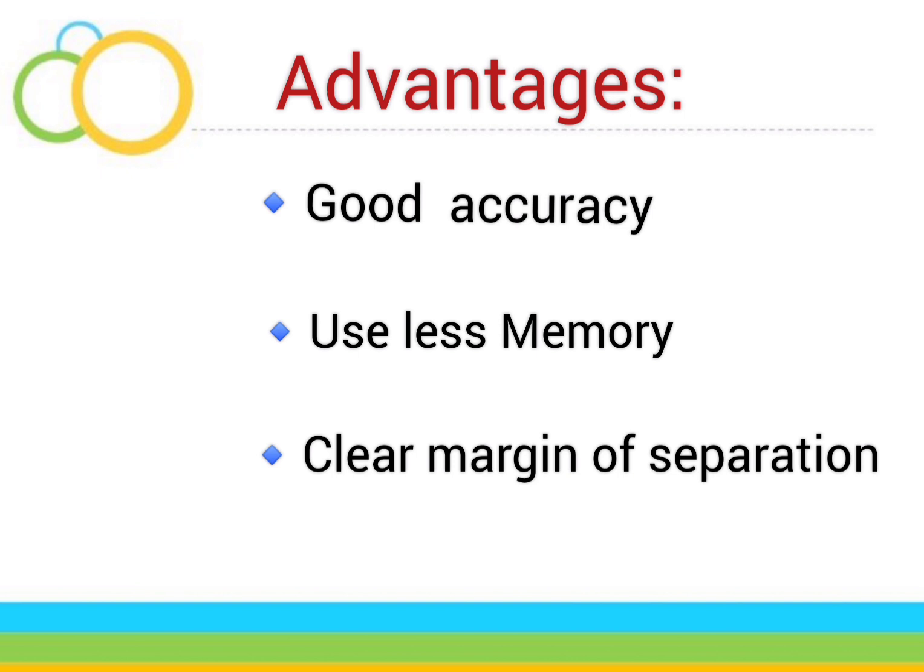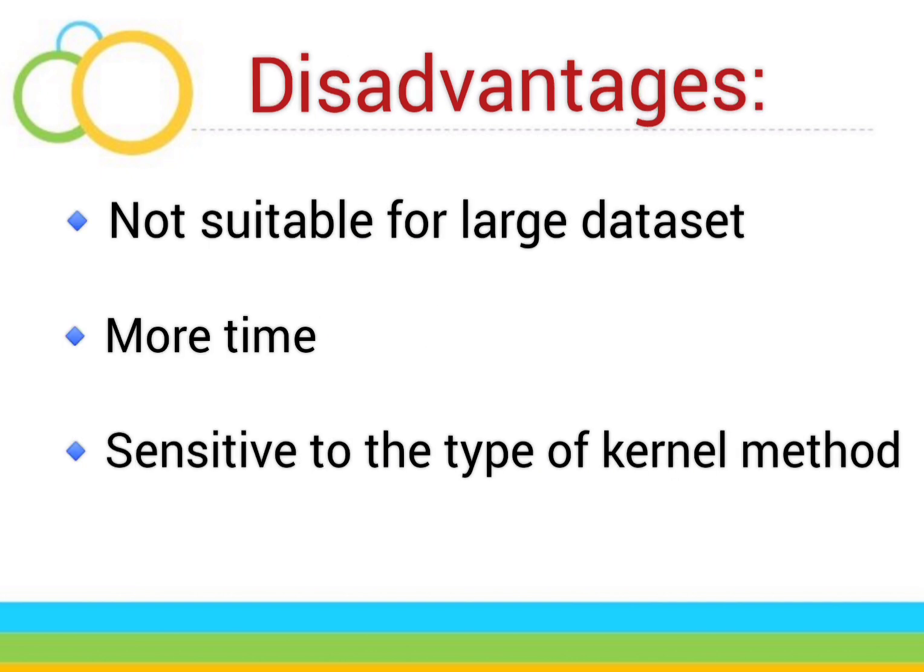Here are the advantages and disadvantages of SVM. Advantages: it has good accuracy, it uses less memory, and it has a clear margin of separation. Disadvantages: it is not suitable for large data sets, it takes more time, and it is sensitive to the type of kernel method.